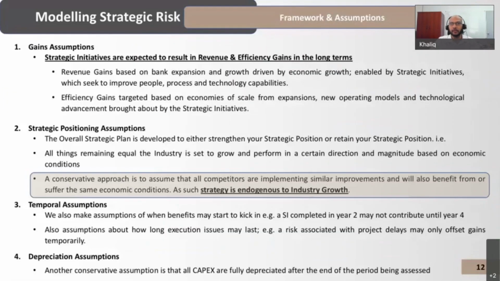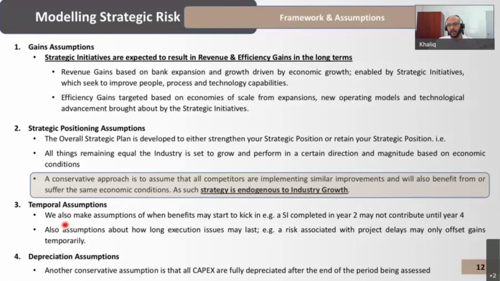Just a few assumptions. So again, there's the gains assumptions. Strategic initiatives are expected to result in revenue and efficiency gains in the long term. Strategic positioning assumptions. I personally like to take a conservative approach in assuming that all competitors are implementing similar improvements. So if there's some new technology in the market, then your competitors are targeting that technology as well. And so therefore they will all benefit from the same economic conditions. So as the economy starts to expand and grow, and everyone is seeking to update their technology and their products, then any growth in the industry, we could assume that our strategic initiatives are endogenous to that growth, right? So if the bank is expected to grow by 10%, or the industry is expected to grow by 10%, then the strategic initiatives are implied within that 10%.